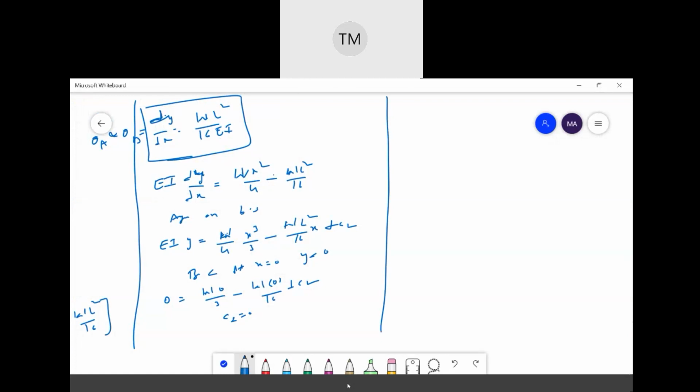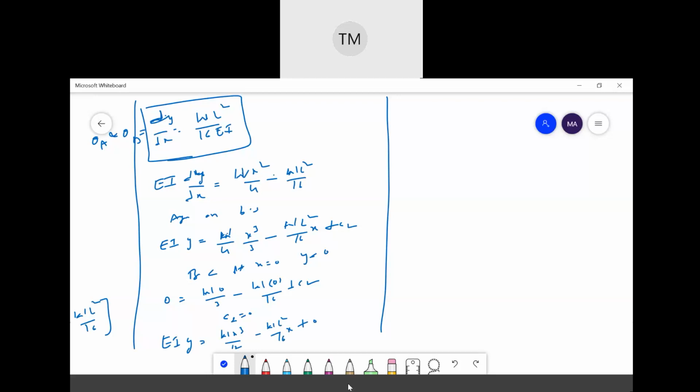Then when I substitute here, the deflection equation is EI y is equal to W into x cube by 12 minus W into L square by 16 into x plus 0. Then here you have a deflection.